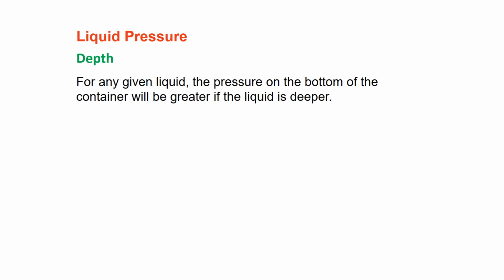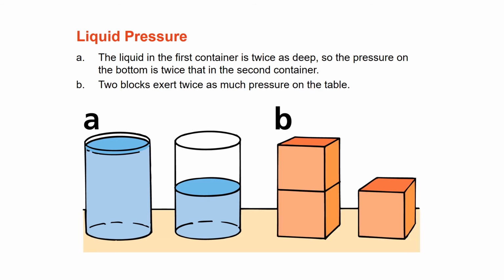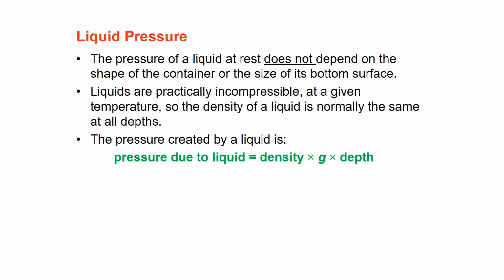For any given liquid, the pressure on the bottom of the container obviously will be greater if the liquid is deeper. As you can see in this figure, for figure A, the liquid in the first container is twice as deep, so the pressure on the bottom is twice that of the second container. For figure B, two blocks exert twice as much pressure on the table as one. The pressure of a liquid at rest does not depend on the shape of the container or the size of its bottom surface. It does not depend on the volume.